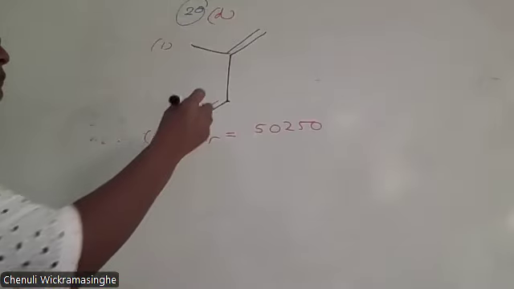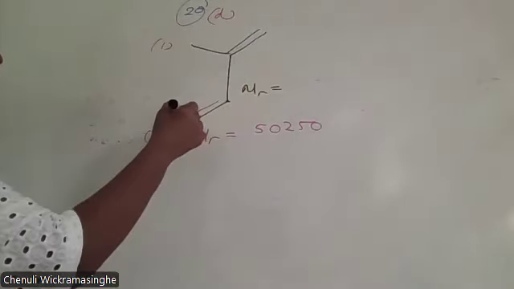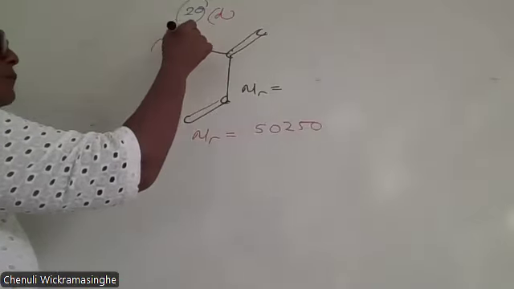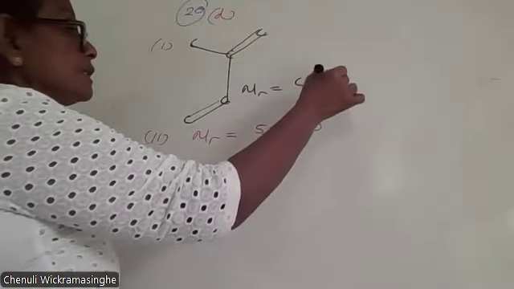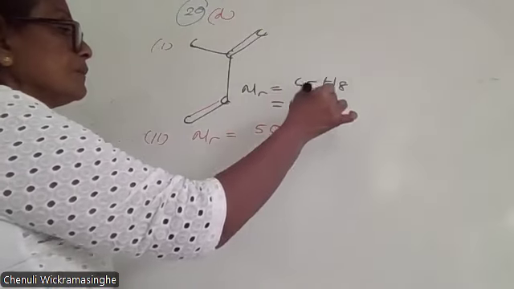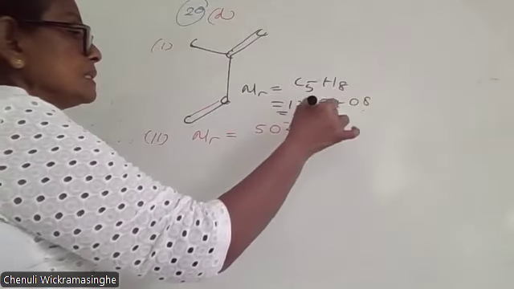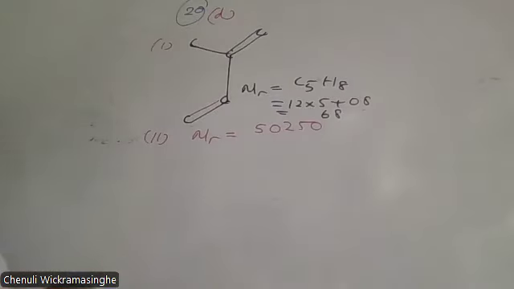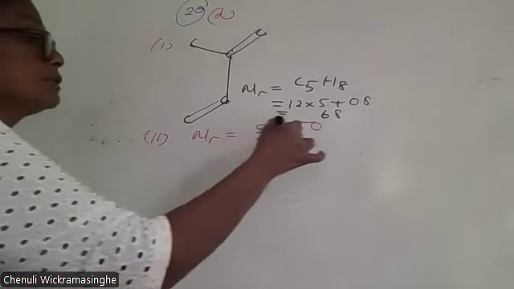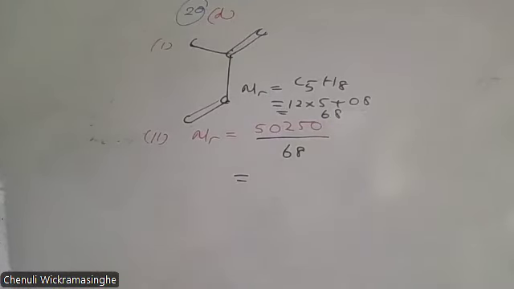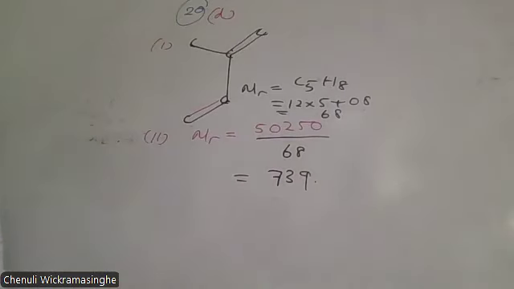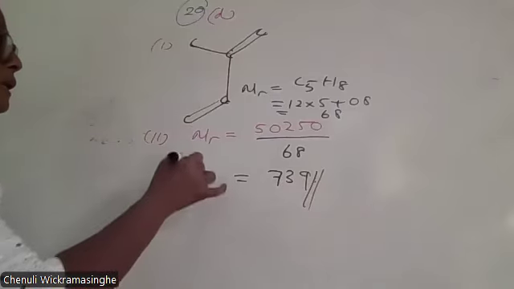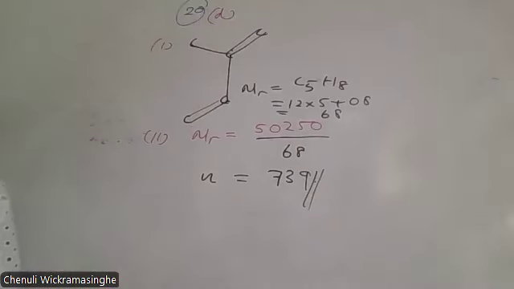To get this one, you should find the Mr of this monomer. Once you count 1, 2, 3, 4, 5, it should have 5 carbon and 8 hydrogen, C5H8. So the molar mass is 12 times 5 plus 8, so it should be 68. If you get 68, that is 1 repeat unit. You divide 50,250 by 68. So you get the answer 739, taken as a whole number. Nearest whole number, you can obtain the number of repeat units. It should be closer to 739.